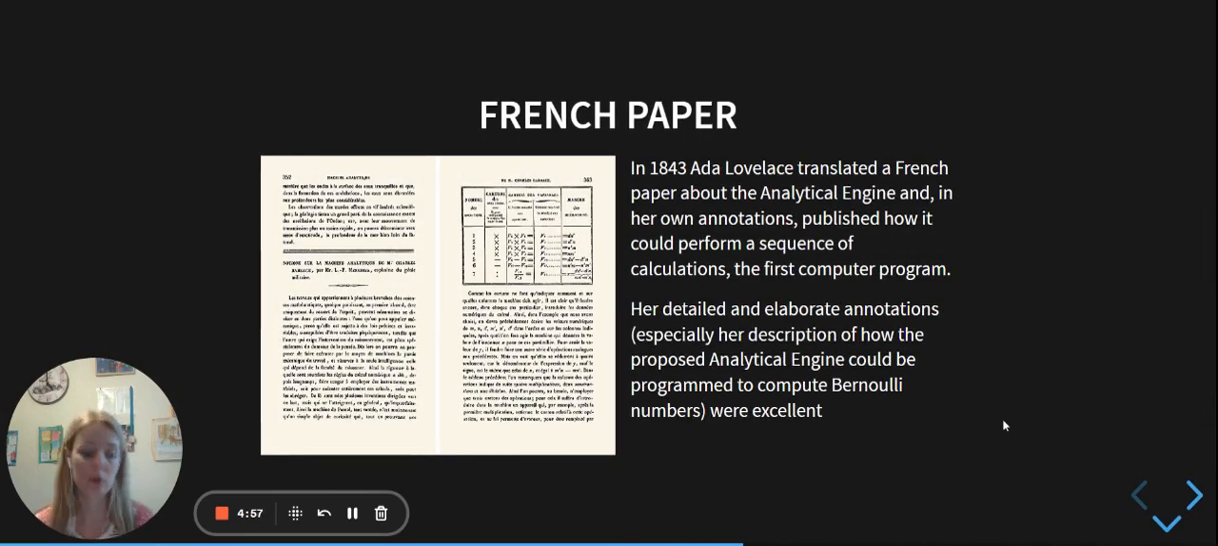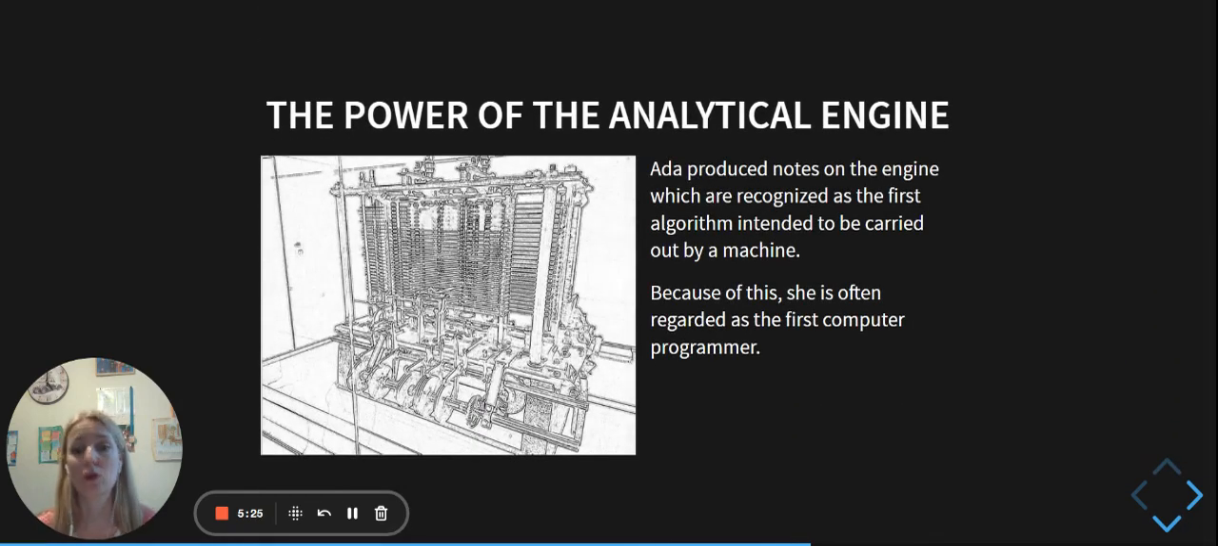In 1843, Ada Lovelace translated into English a small article by the Italian mathematician Luigi Menabrea, describing the analytical engine, in order for it to be published in this country. Babbage asked her to expand the article as she understood the machine so well, and she produced notes on the engine, which are recognized as the first algorithm intended to be carried out by a machine. Because of this, she is often regarded as the first computer programmer.